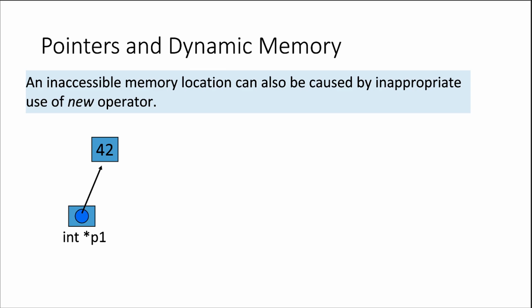So this is simple, P1 pointing to 42. Later on, somewhere down the line in your program, what will you do? You will simply say P1 equal to new int. So you reassigned P1 to something new.